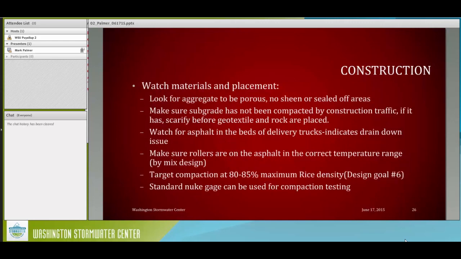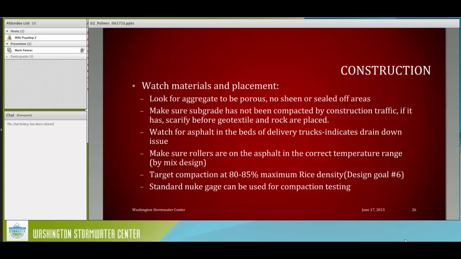So when you're looking at the asphalt itself, look for the aggregate to be porous. You don't want sheen or sealed off areas or smooth black areas. You're not looking for that. But having said that, normally porous asphalt has an initial installation infiltration rate of between 350 to 700 inches an hour. That's far more than you're ever going to need in any storm in any area. So if it's not widespread, don't be too concerned about it. Small sealed off areas are not a cause for concern. If you're getting large areas that are sealed off, then you do need to start to be concerned.